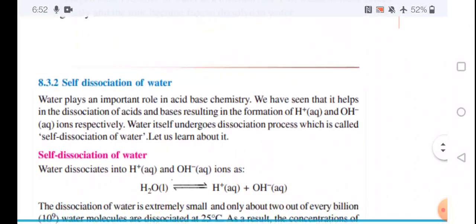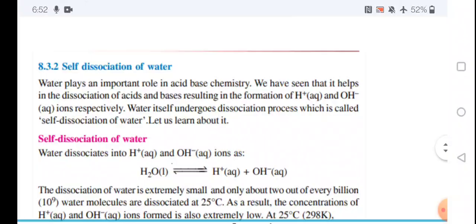Next, self dissociation of water. Water plays an important role in acid base chemistry. We have seen that it helps in the dissociation of acids and bases, resulting in the formation of hydrogen and hydroxide ions respectively. Water itself undergoes a dissociation process, which is called the self dissociation of water.